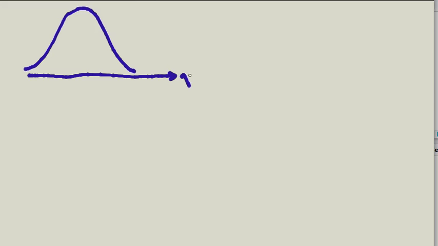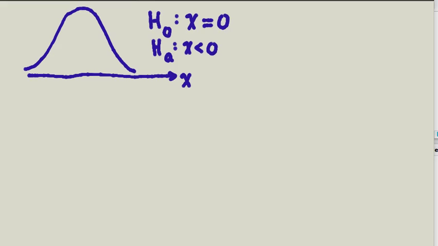In our problem, it happens to be the difference of two proportions. In our case, X was the difference of the proportion of the men minus the proportion of the women in the population. And the alternative hypothesis is the claim that the proportion of the men is less than the proportion of the women, so that difference is going to be less than zero. So the null hypothesis is saying that X is going to be greater than or equal to zero. The null hypothesis is always written as X is equal to zero.